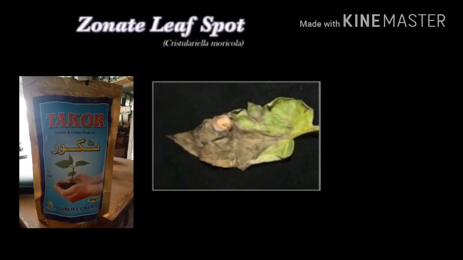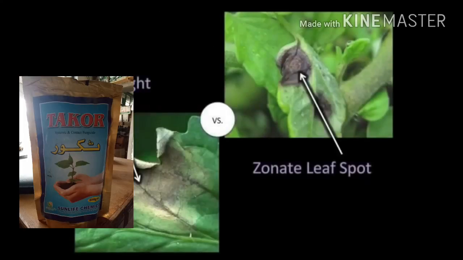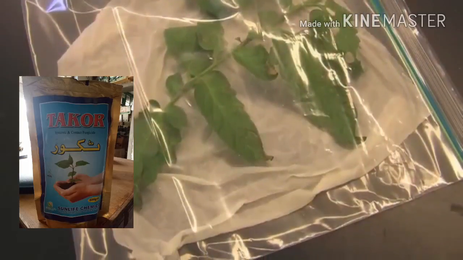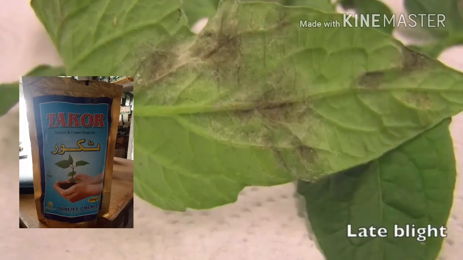Another imitator is zonate leaf spot. This infection only occurs on tomato and only affects the leaves, but symptoms are very similar to late blight. Put suspect leaves into a plastic bag or container with a moist paper towel. This will allow you to see if characteristic late blight sporulation appears.